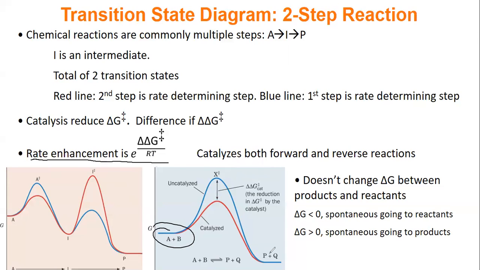Again, something to notice: a catalyzed reaction does not change the energy of the reactants, and it does not change the energy of the products. So delta G never changes. The only thing that changes is delta G double dagger. And remember, delta G double dagger tells us how fast a reaction goes. So by lowering that amount, that is how we speed up our reaction.